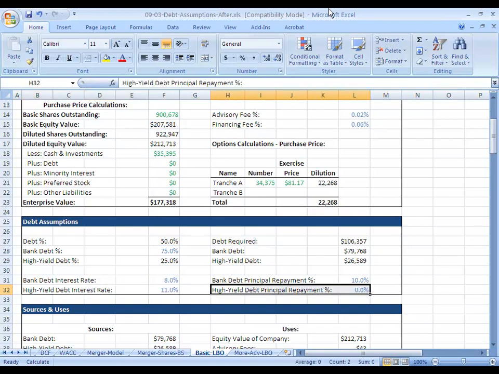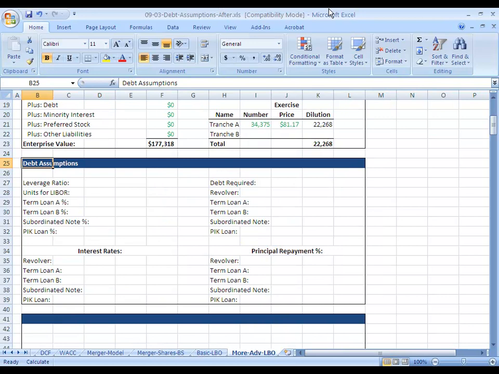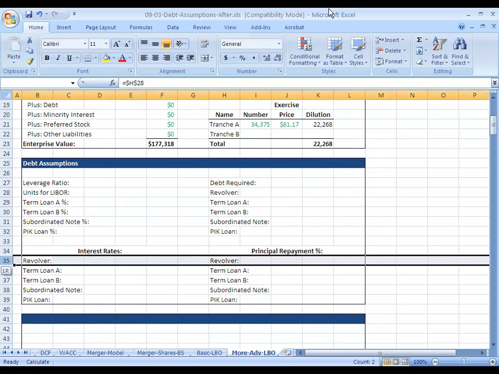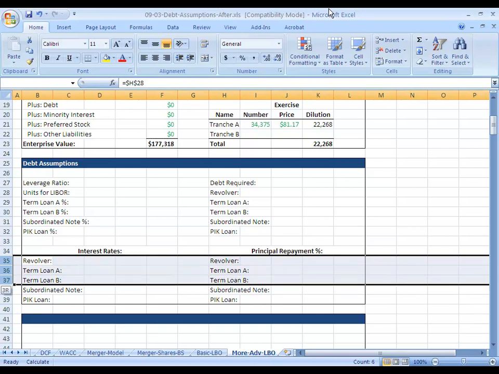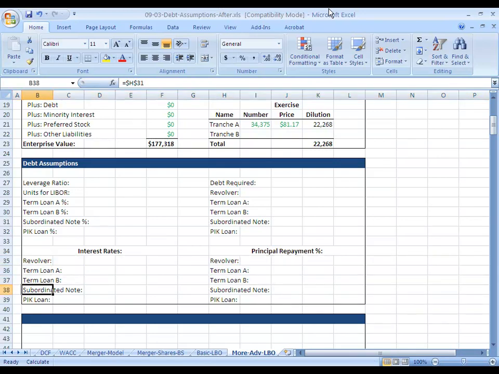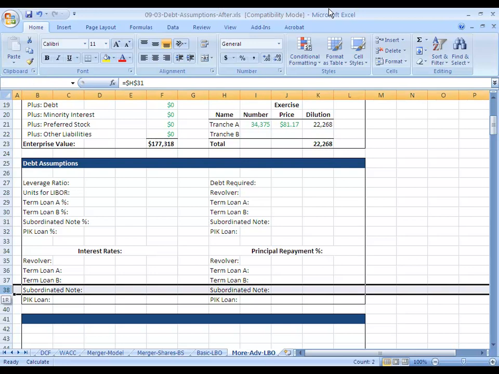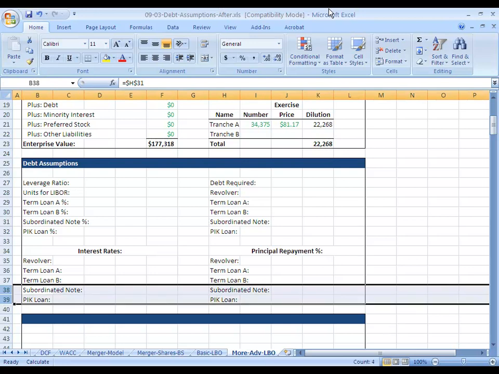Instead, the entire balance of the debt is repaid at the end of the period, whether it's 5 years, 7 years, 10 years, something like that. Now, there are some other differences, but those were really the most important ones that we saw for the purposes of our basic LBO model. In the more advanced model, we're going to be expanding on those, and we'll be looking at three different types of bank debt: the revolver, term loan A, term loan B, and then two different types of high yield debt, subordinated note and a PIK loan, a paid in kind loan.